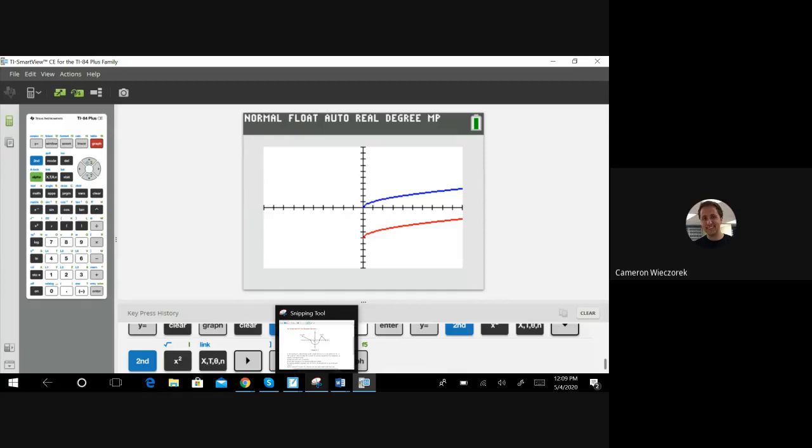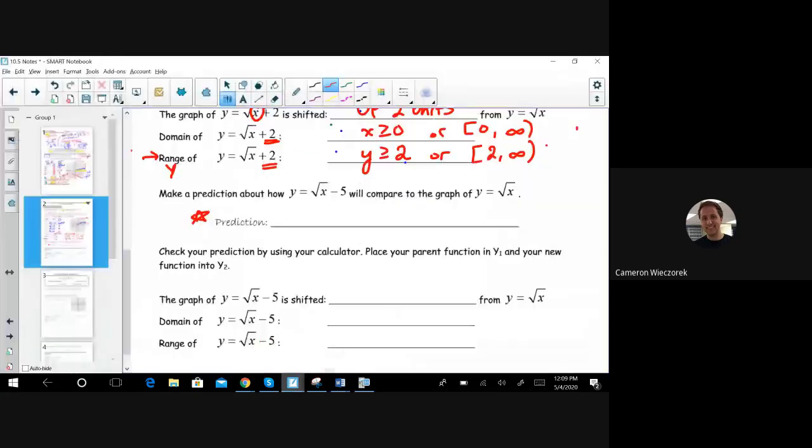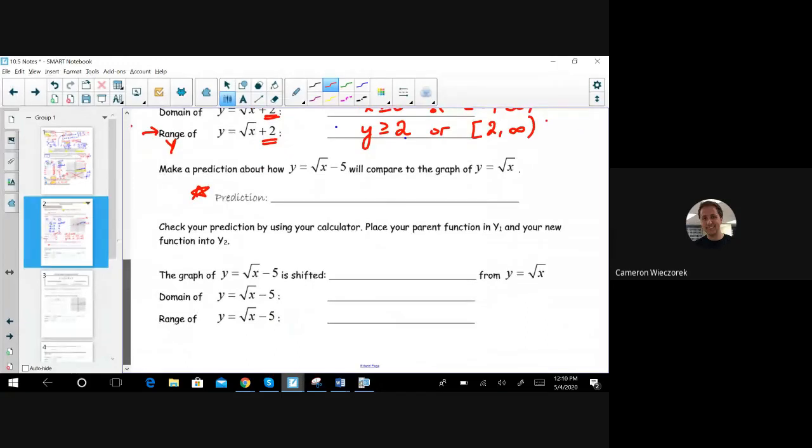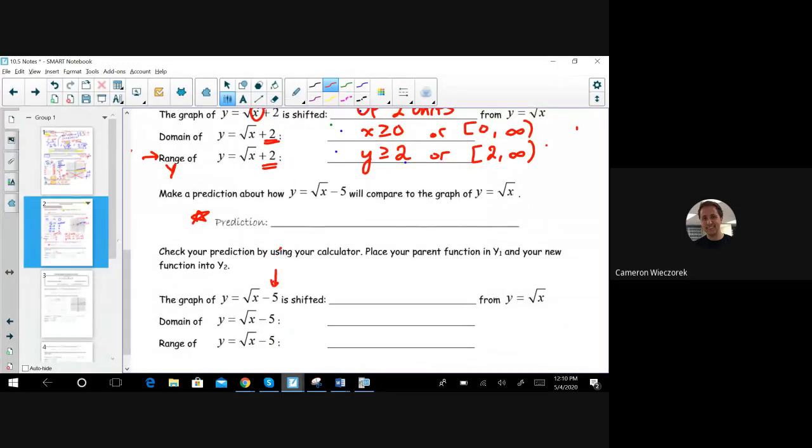Okay, so the blue one's your original. That's your y equals rad x. And then the red one, where did it move? It moved down 1, 2, 3, 4, 5 units. Okay. So addition outside moves it up, and subtraction outside the radical moves it down. How many units down did it move it? Exactly the number that you see. So this is shifted down 5 units from y equals rad x.